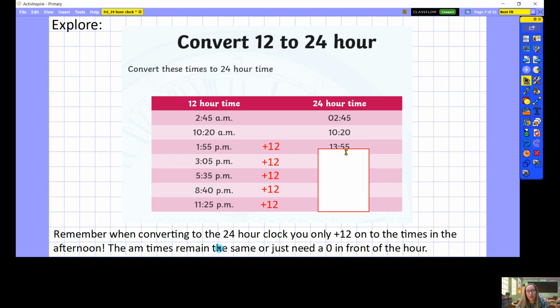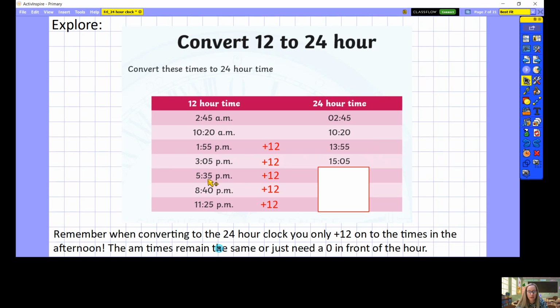13:55. So you can see that 1 add 12 is 13. So we're just adding the 12 to the hour hand on our digital clock. The next one, 3:05 PM. Again, because it's a PM time, we need to add 12 to convert it to a 24-hour time. So 3 add 12 would be, we can do 12 add 3 to help us there. So 3 add 12 is 15, so it would be 15:05. So you can see that the minutes on each of these times remain exactly the same. It's only the hours that are changing.